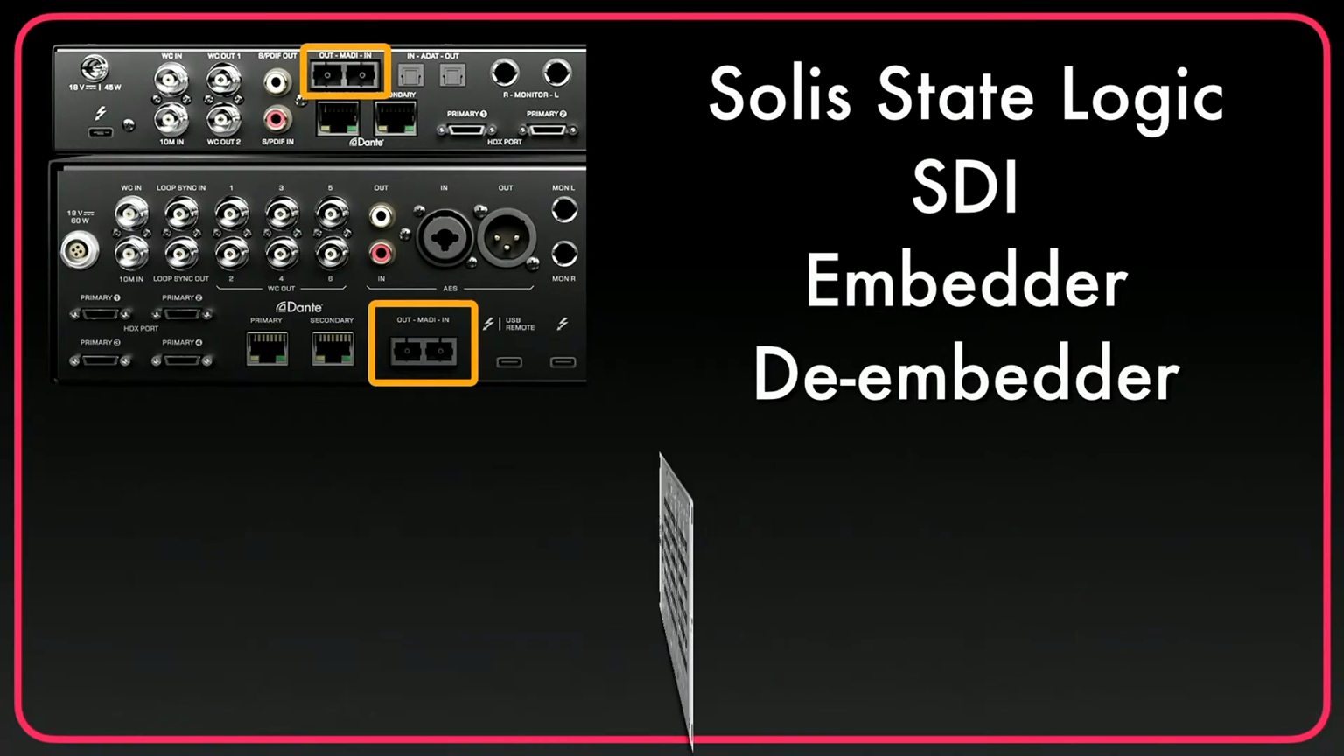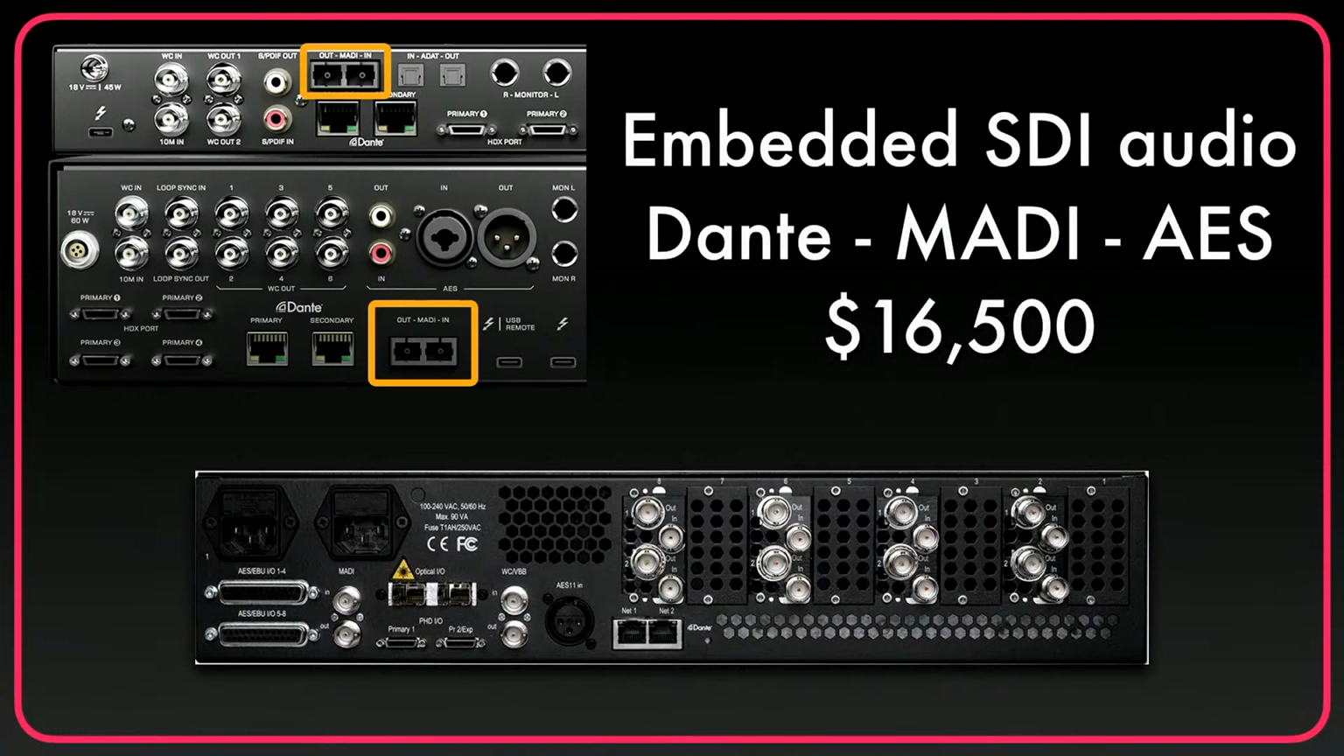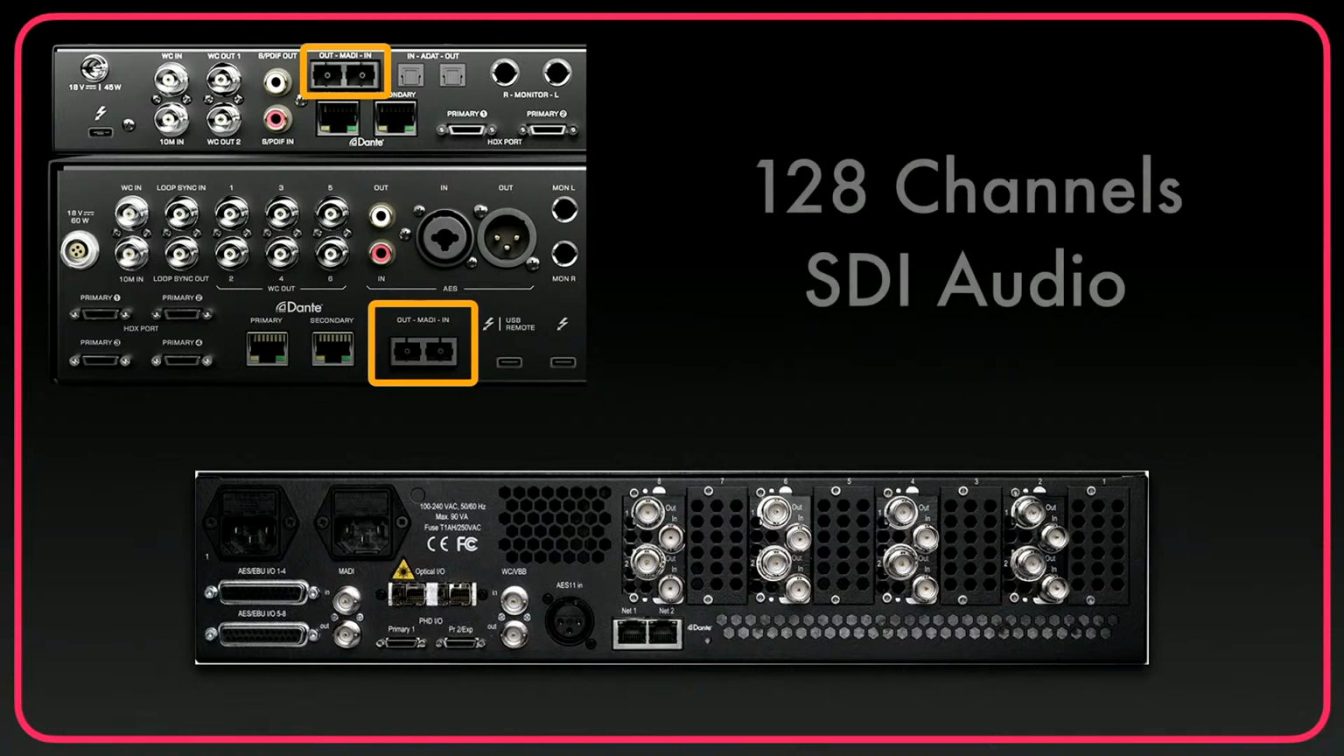So if SDI is what your game is, and you have audio channels on SDI that you need to embed or de-embed, and you want to do it via MADI, this box actually does Dante as well. So we can do it throughout. You can embed MADI, AES, and Dante in this particular box. It will do 8 SDI streams in and 8 SDI streams out, and it will take all 16 channels from each of those streams, and it'll give you a total of 128 channels of SDI.